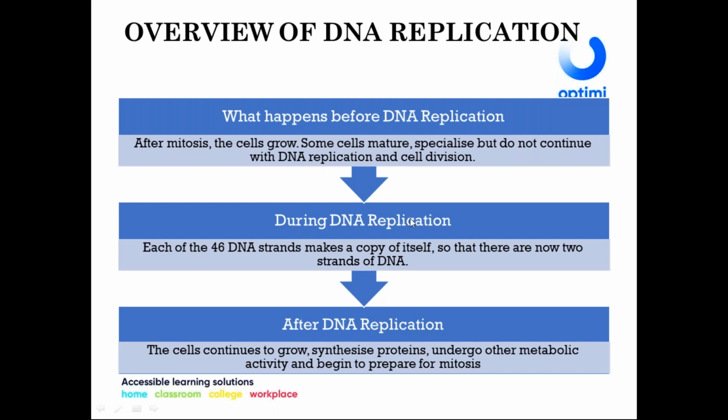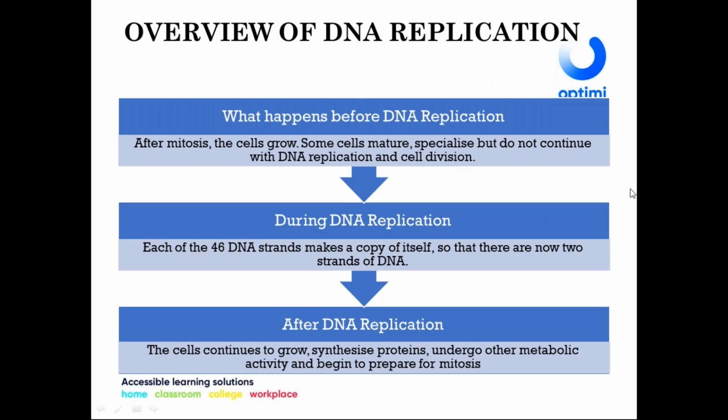During DNA replication, each of the 46 DNA strands makes a copy of itself, so that there are now 2 strands of DNA. Remember we said a human cell has 46 chromosomes. So each of the 46 DNA strands makes a copy of itself, so that there are now 2 strands of DNA. So that's what DNA replication is. And then what happens after DNA replication? The cell will continue to grow, synthesize proteins, undergo other metabolic activities, and begin to prepare for mitosis. And then the cycle happens over and over again.